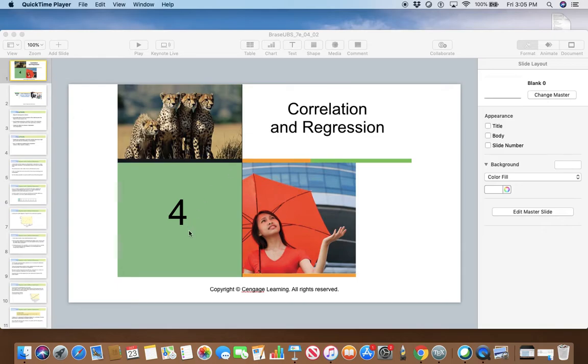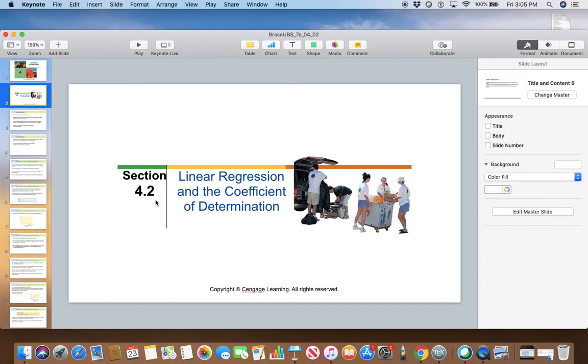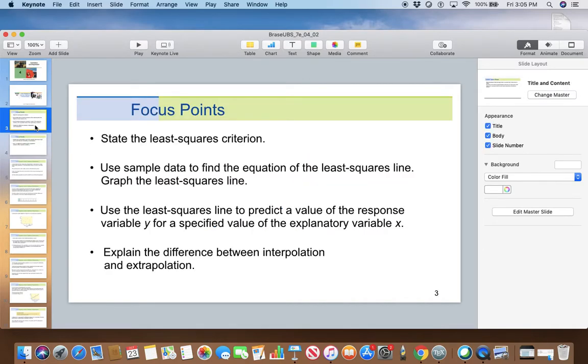Welcome back. Chapter 4 Correlation and Regression, Section 4.2 Linear Regression and the Coefficient of Determination. Focus points in this section: state the least squares criterion. Use sample data to find the equation of the least squares line. Graph the least squares line.